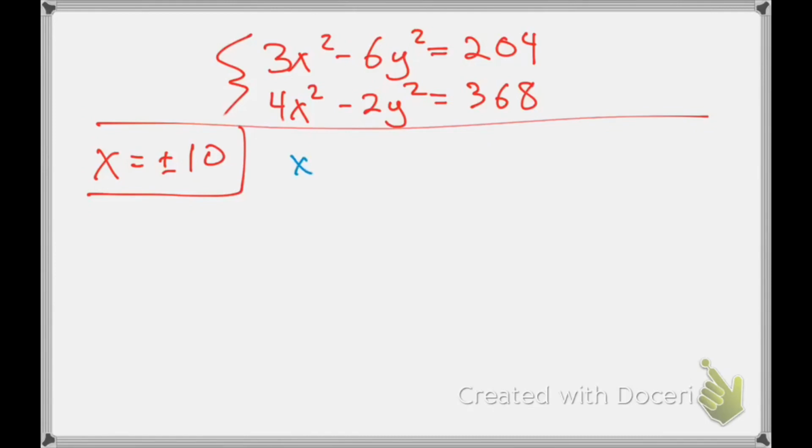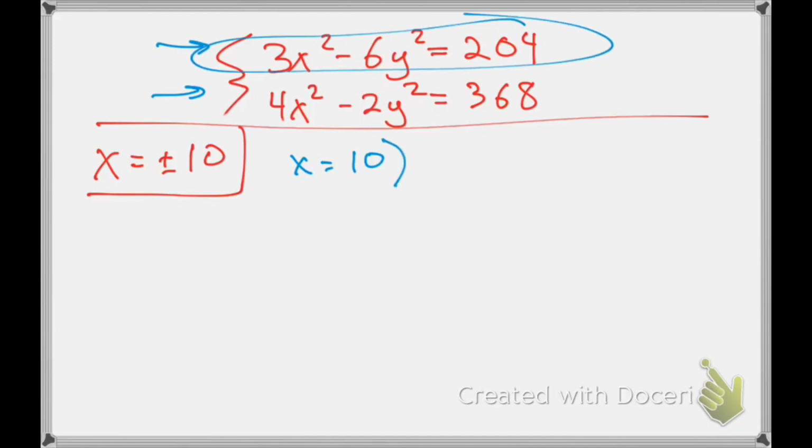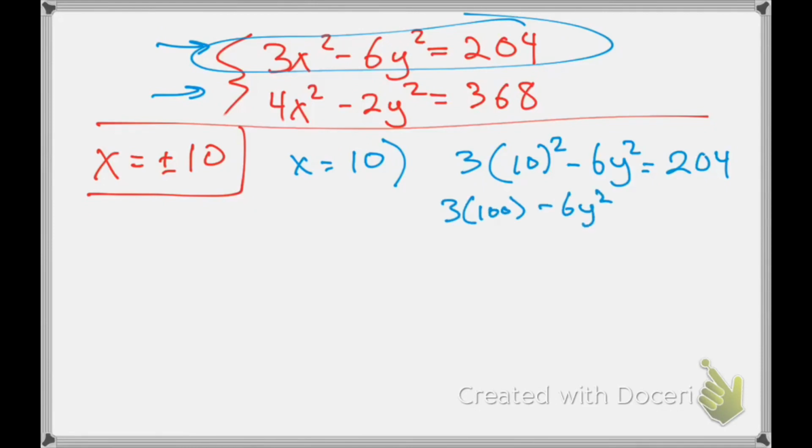So let's start with x equals 10. It doesn't matter which of these I plug it into. You just pick one. I'm going to go ahead and pick the top one. So when I plug this in, I get 3 times 10 squared minus 6y squared equals 204. 10 squared is 100. So that gives me 300 minus 6y squared equals 204.